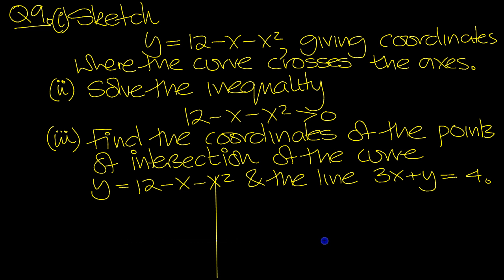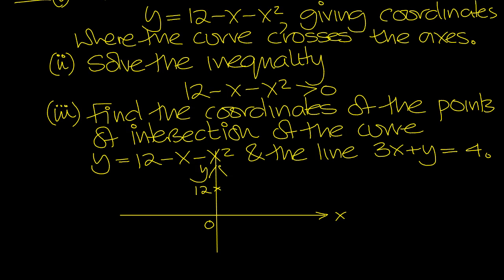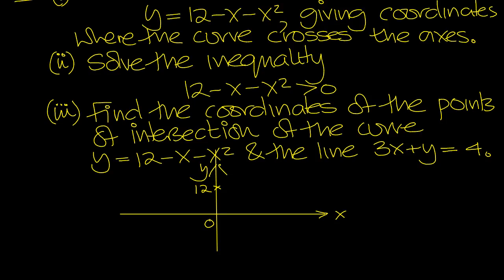So a quick sketch then. So here's the x-axis. Here's the y. Here's 0. So when x is 0, y is 12. It's going to be an n-shaped curve. So we could look at the turning point, couldn't we? Or we could try and factorize it. So let's try and factorize it then.